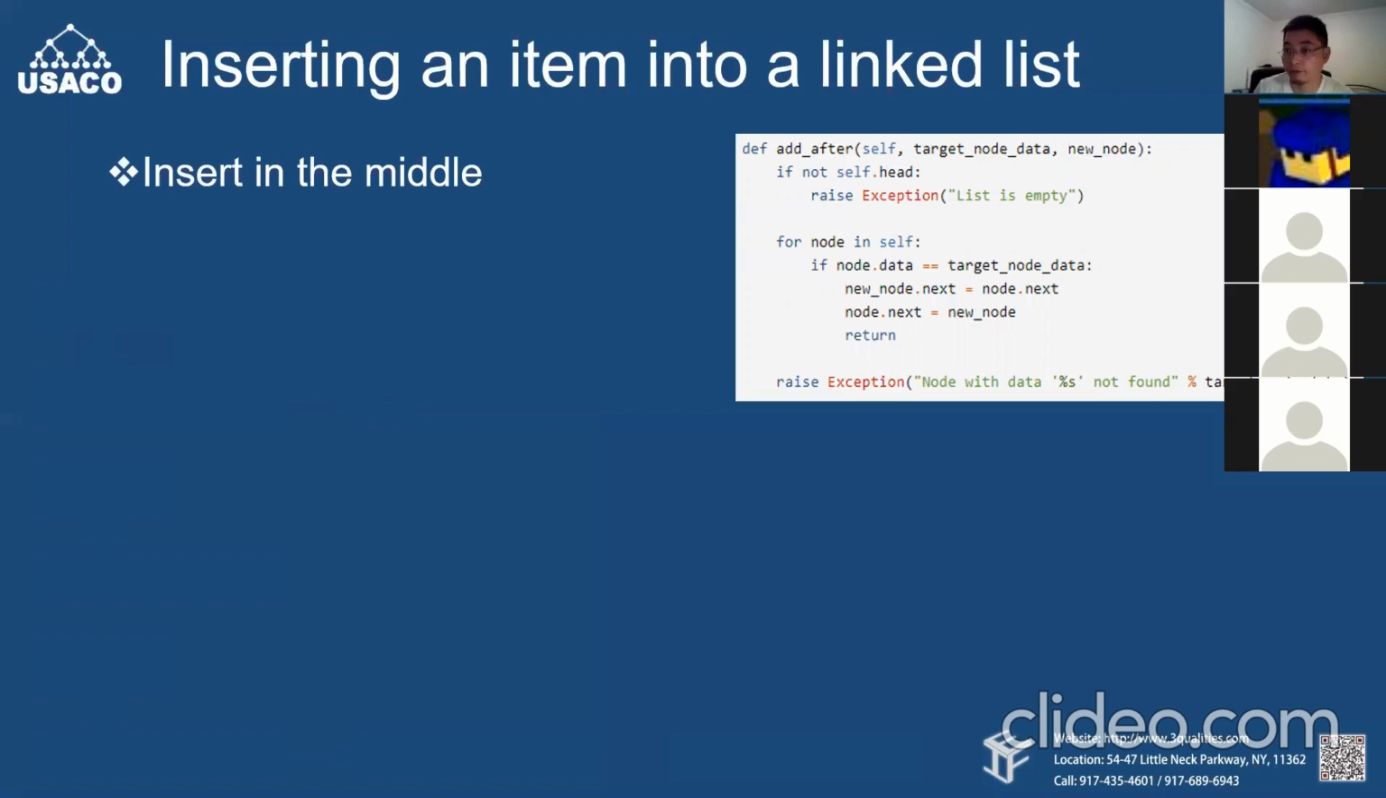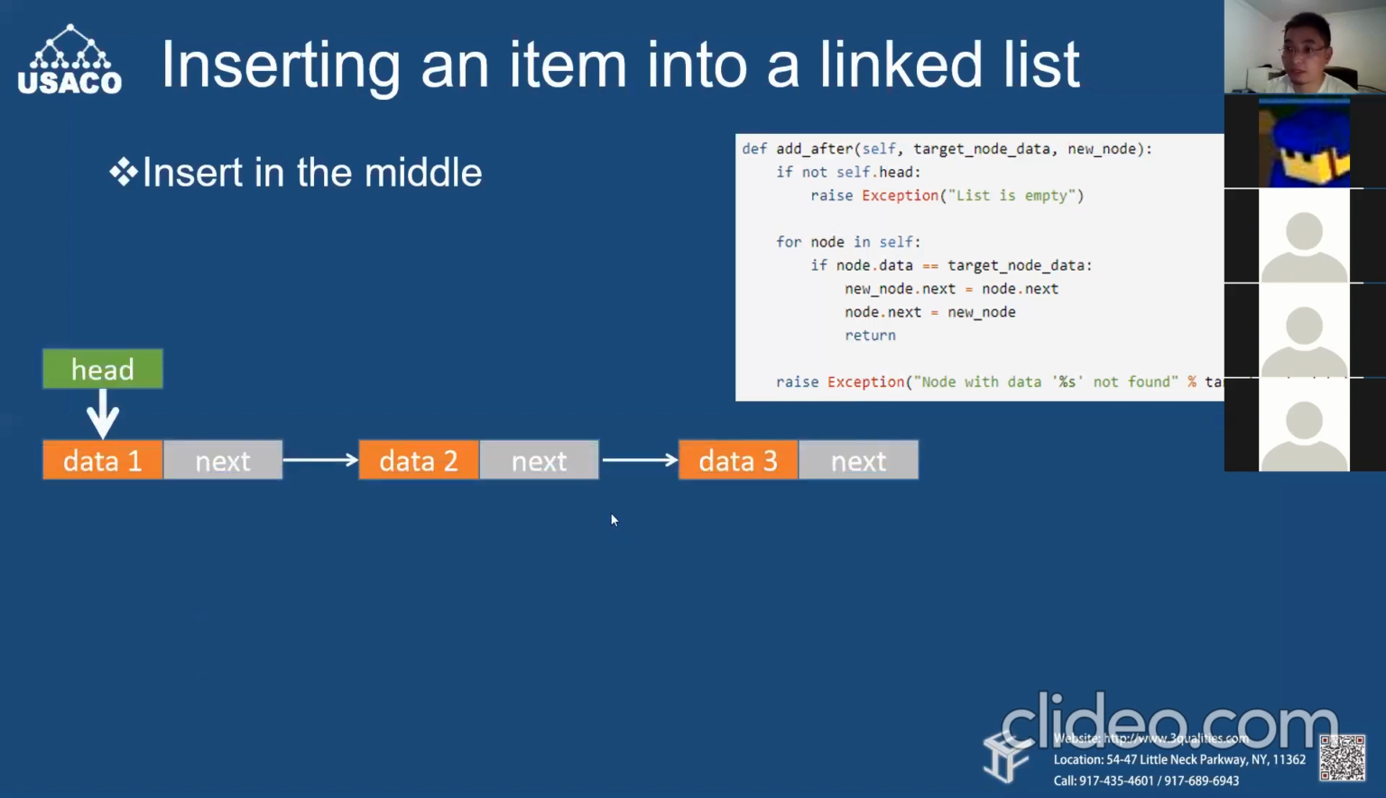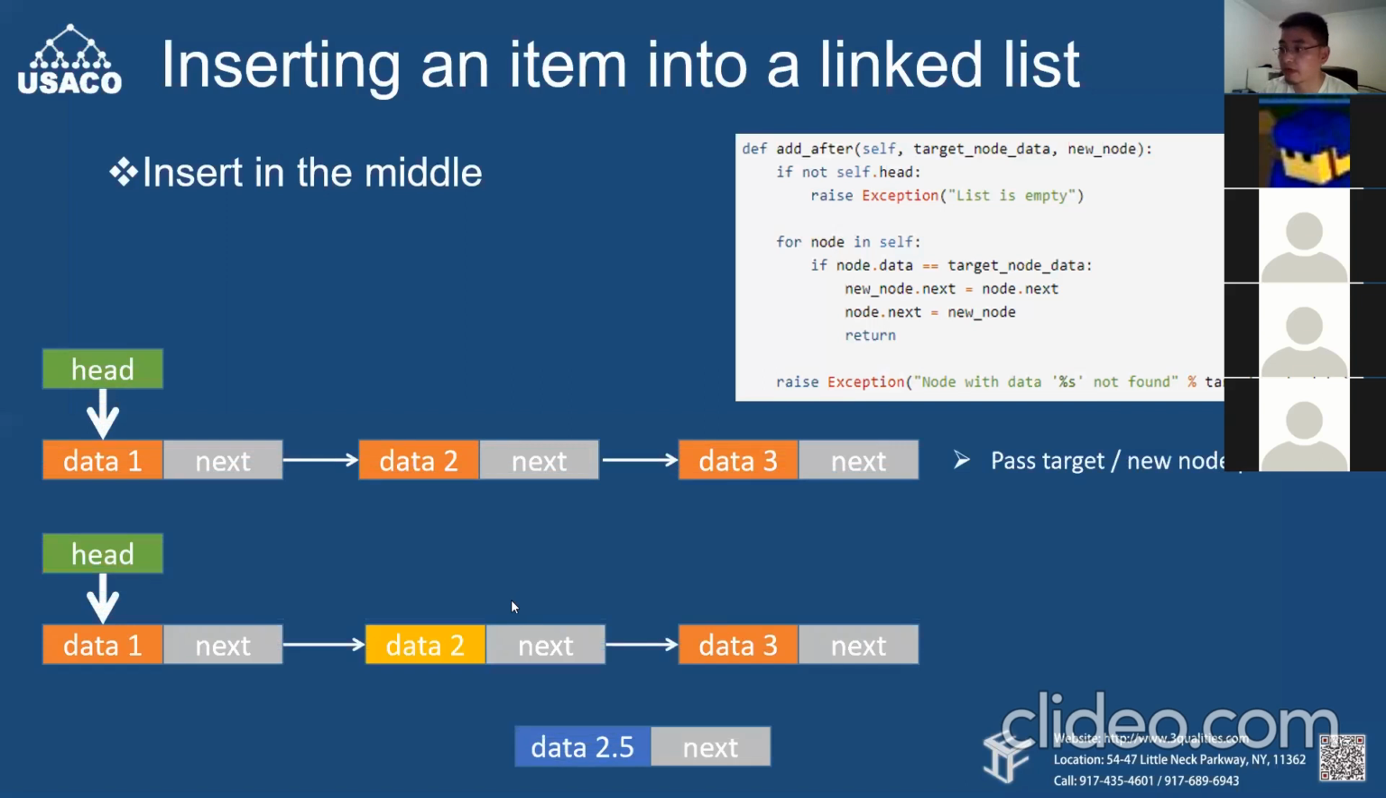First of all, it has one more parameter called target node data. What does it mean? Because we said insert in the middle, which means I need to have a target position. That's the reason why I'm adding target node data. Okay, look at here. This is my existing node. Fine.